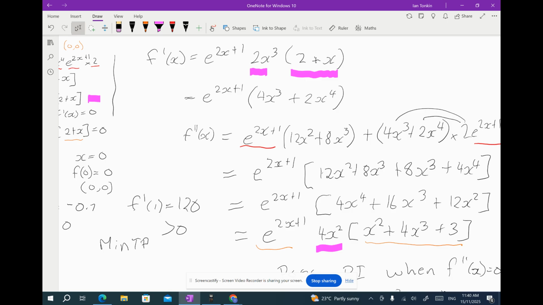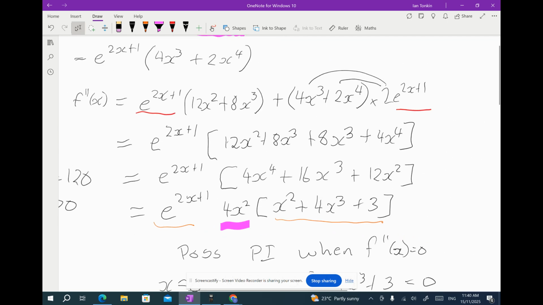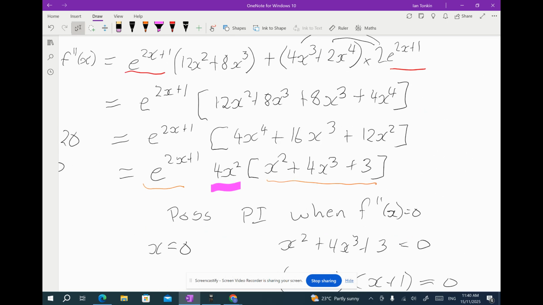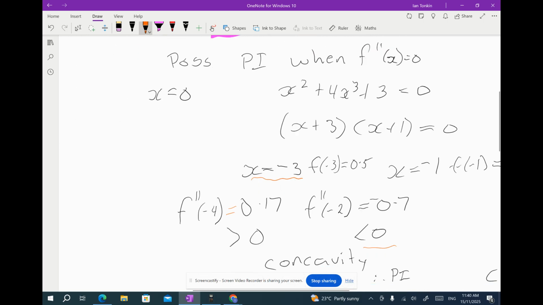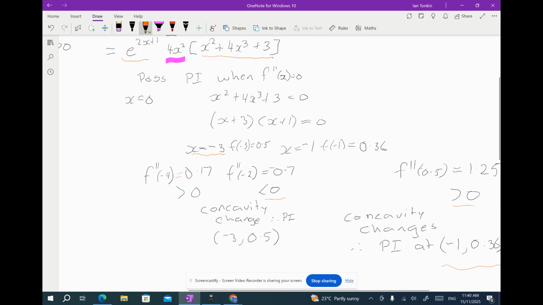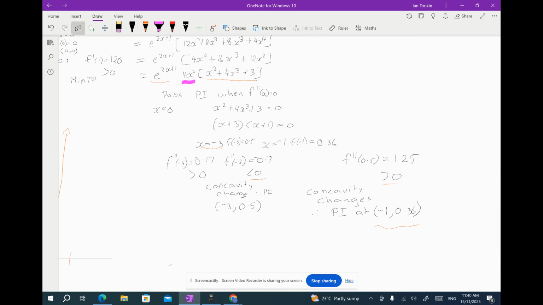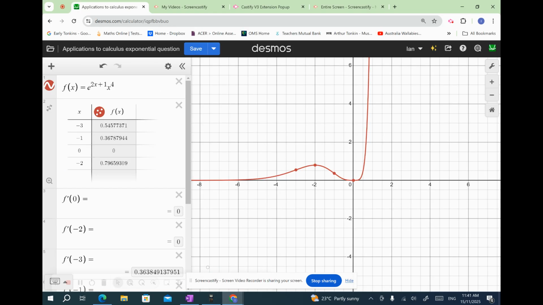I had 3 products, so I put that 2x cubed back into that 2 plus x, used the product rule again, factorized again, got an x equals 0, which we already knew about, and got a quadratic, which was pretty easy to factorize and solve. And we got our other 2 turning points, and points of inflection, and we showed that concavity changes so that they were points of inflection. All right, hopefully you've got that, and it's all good. Good luck.